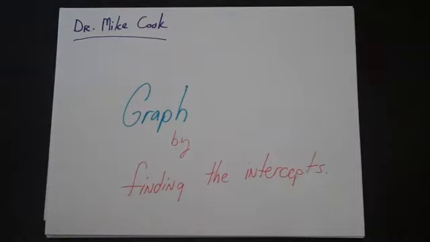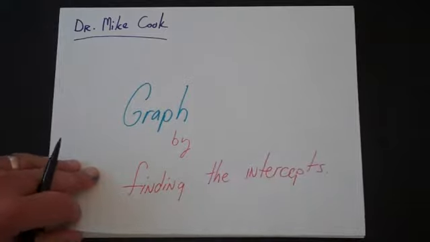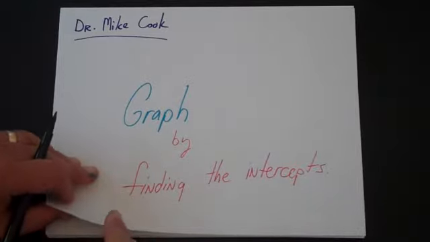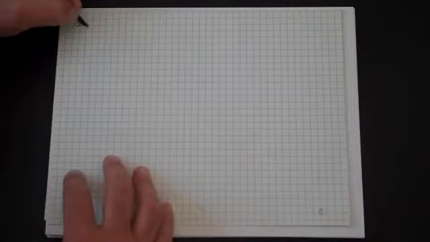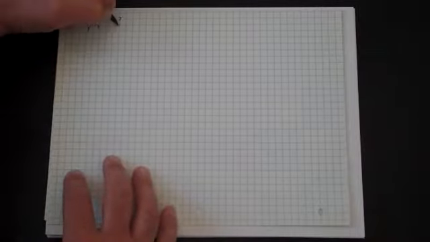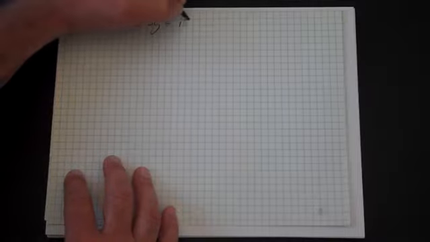Now let's look at graphing by finding the x and y-intercepts. There's basically two steps. First you find the x and y-intercepts and you plot them, and then you connect the dots. So let's graph 2x plus 3y is equal to 12.